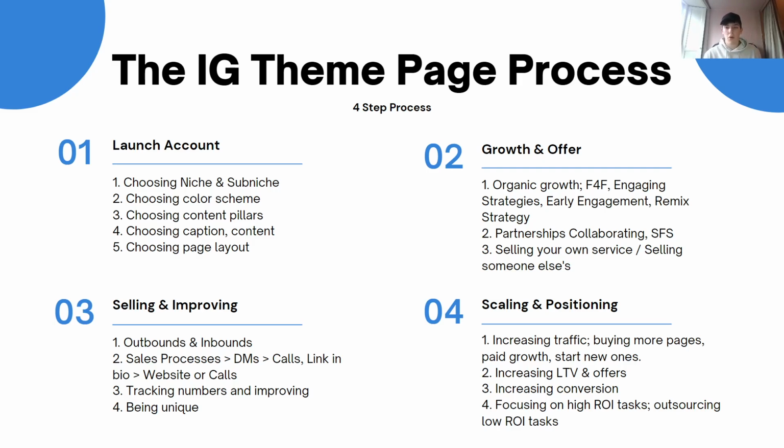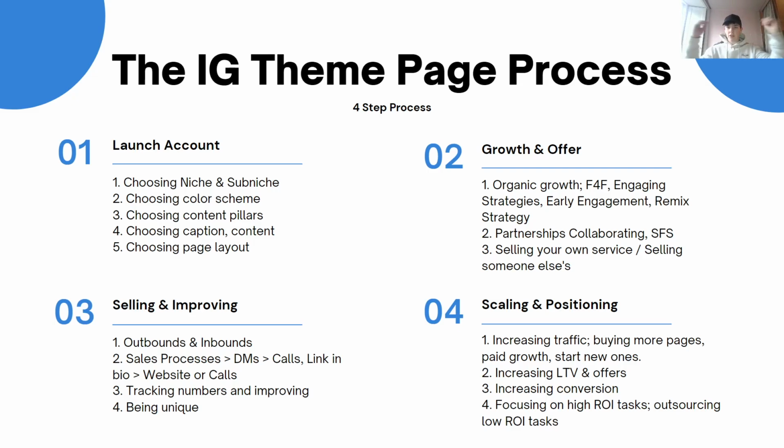Then growth and offer, organic growth, you can basically implement strategies of follow for follow, engaging strategies, early engagement, and a remix strategy. The follow for follow, I wouldn't really recommend too much, just because you can do this in a way to get very high quality followers at the beginning of your page. But usually the reason why people follow you is because you follow them, right? So there's not really a reason for them to follow you because of the content you post, but more because you give them a follow first.